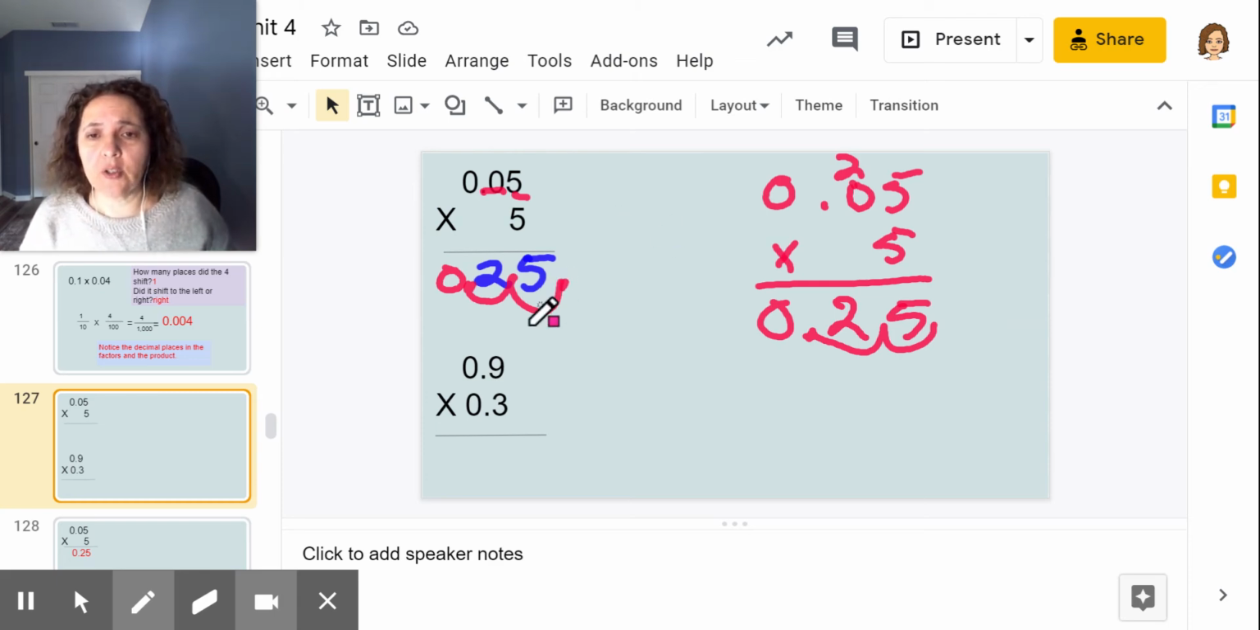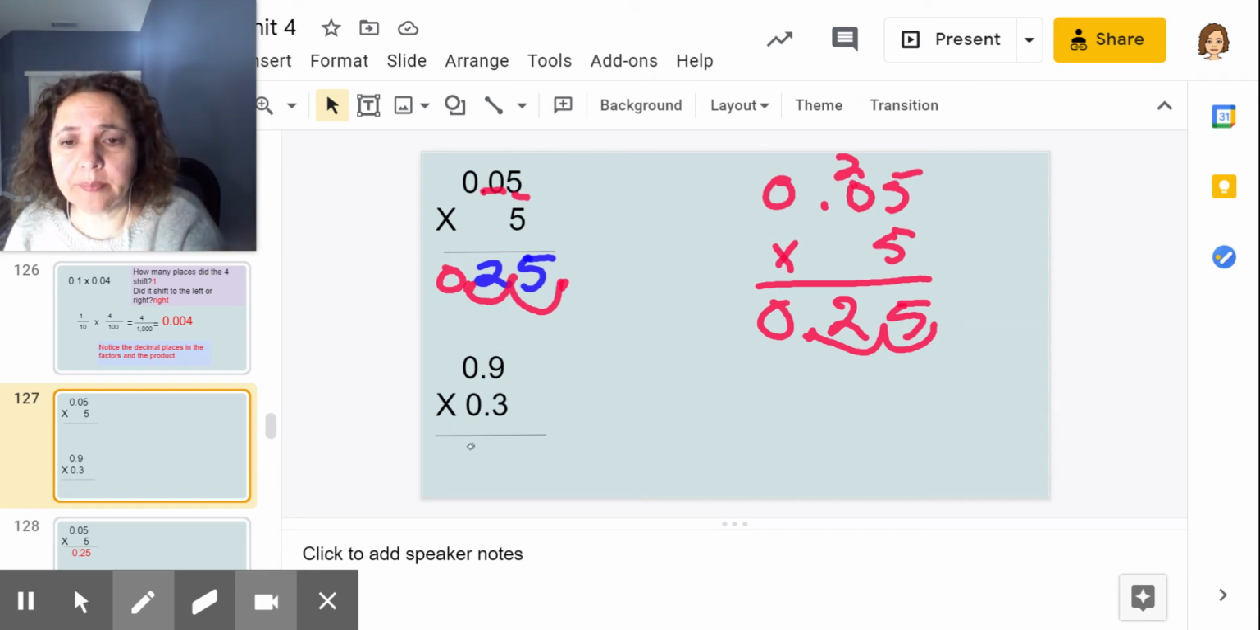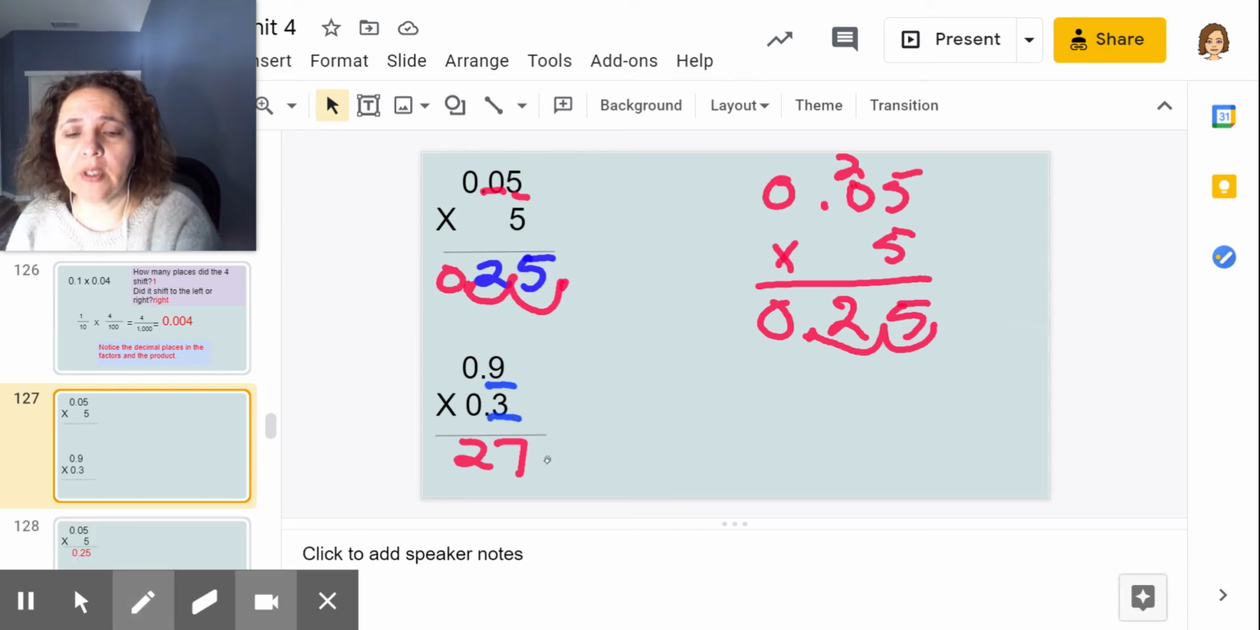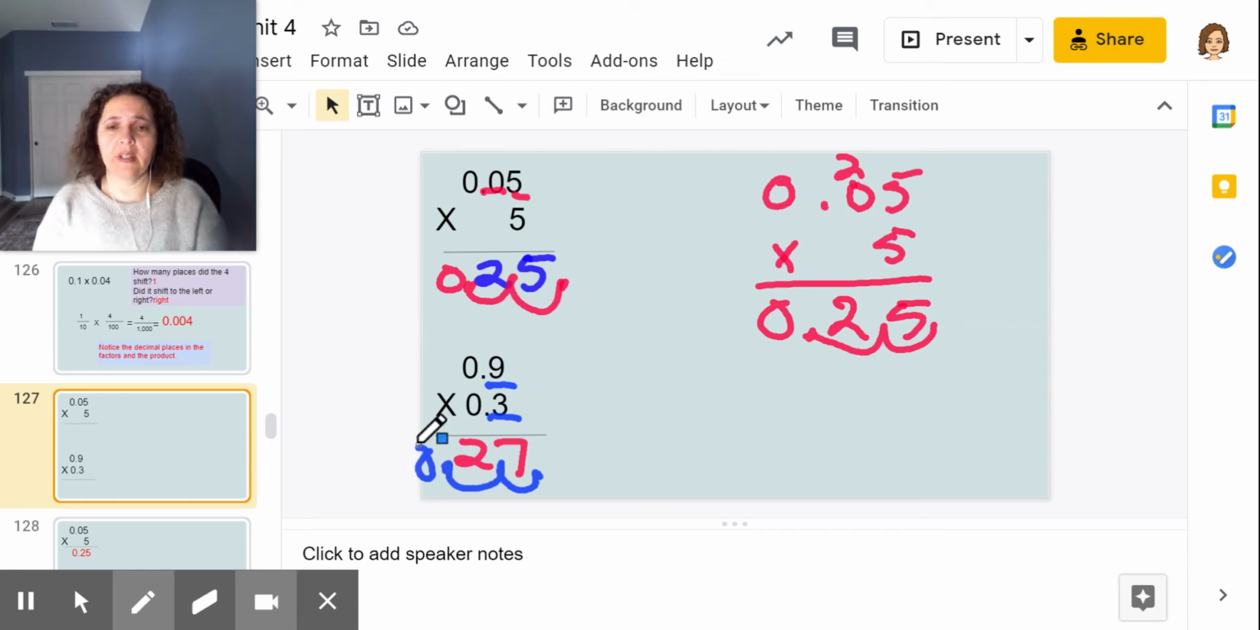Okay, so let's look at the next one. 9 times 3, what's 9 times 3? 27, right? So I'm going to put my 27 right there. Now I'm going to count my place values. How many place values do I have? 1, 2 place values. So I put my decimal, add 2 place values, 1, 2. And add my 0 there. 27 hundredths. Okay, so if you can do regular multiplication, you can multiply decimals. Very, very easy.